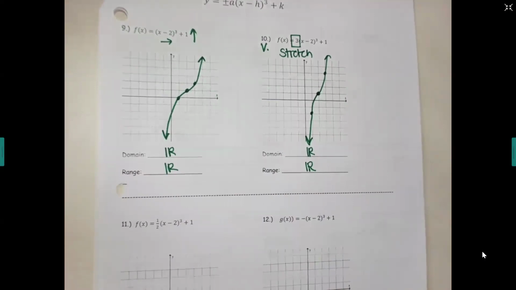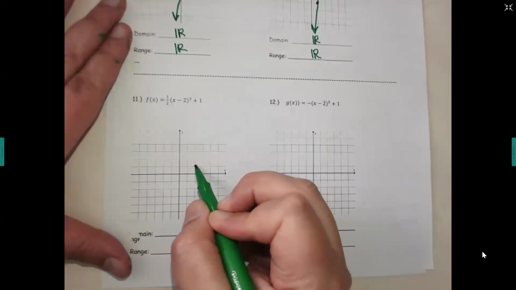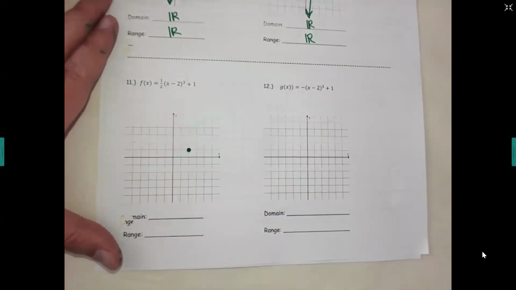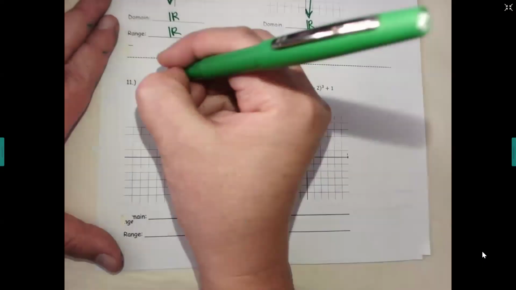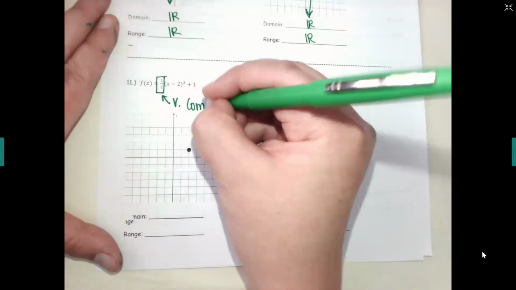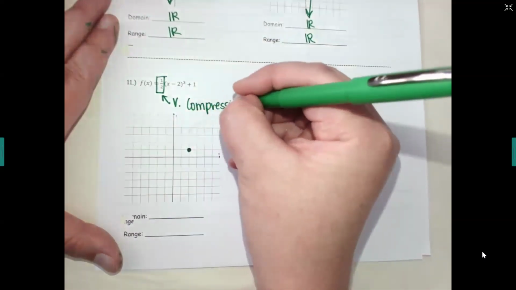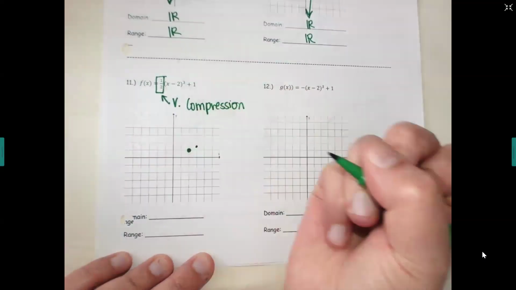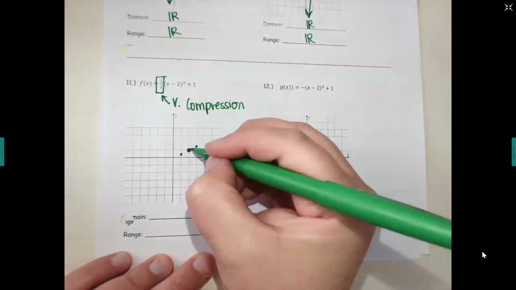-2 and +1 are the same, which means I'm still starting here. But this time, what's my front number for my vertical stretch or compression? If it's a half, that means it's a vertical compression. Okay, if you're making it bigger than 1, it's a stretch. Smaller than 1, it's a compression. So instead of me going one box up and one box down, I'm only going to do a half of a box. So 1/2 up, 1/2 down.